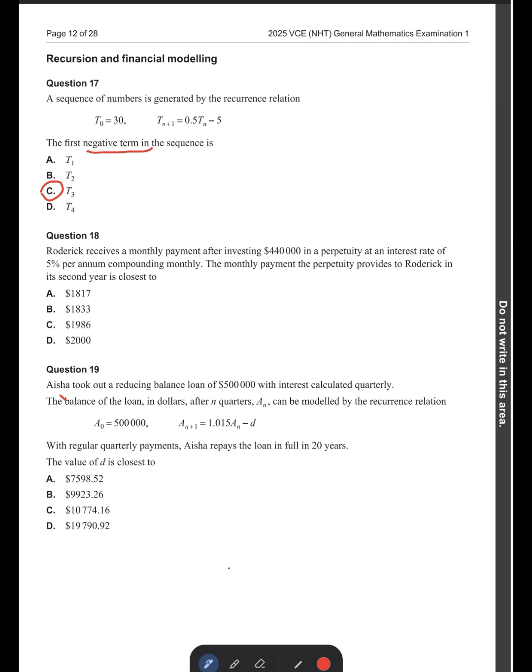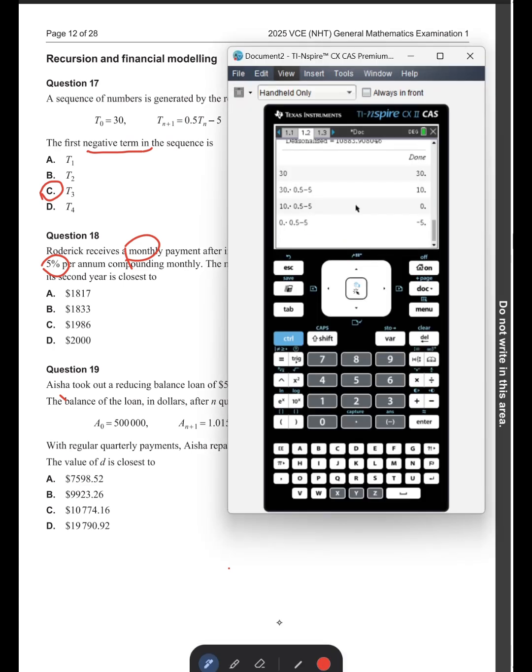Okay. Roderick receives a monthly payment after investing $440,000 in a perpetuity at an interest rate of 5% per annum, compounding monthly. The monthly payment provided in its second year, well, it's the first year, second year, all the payments are the same, so it doesn't actually matter.